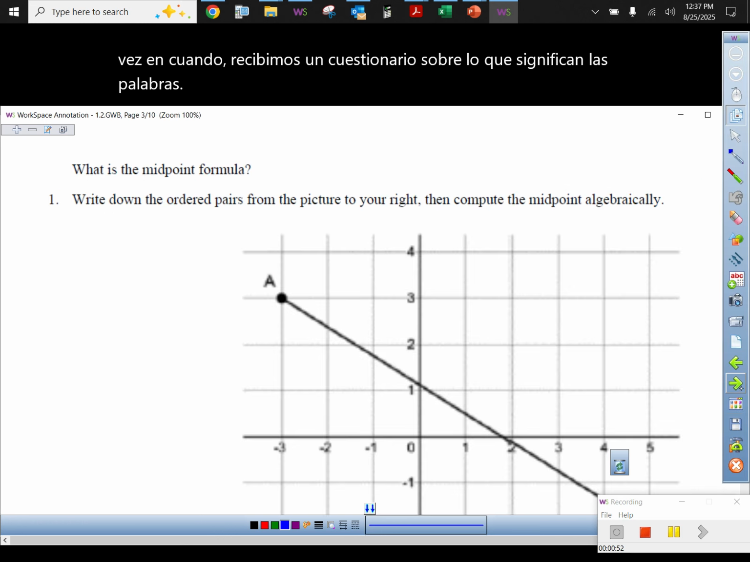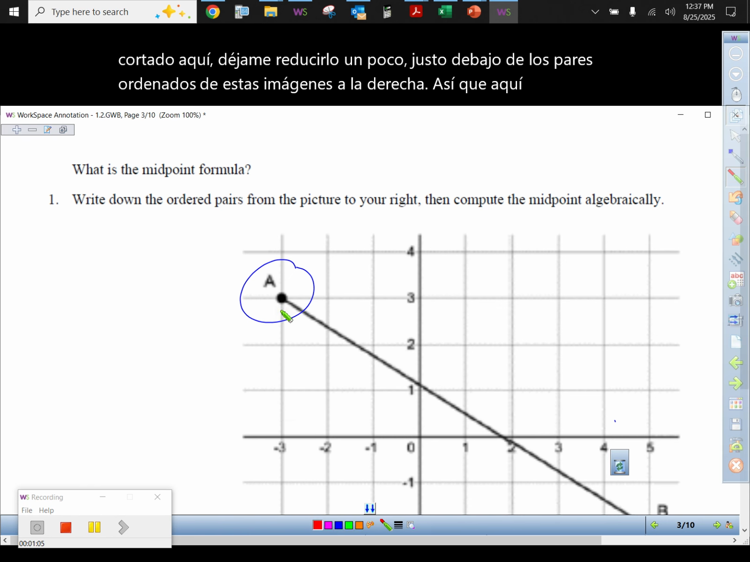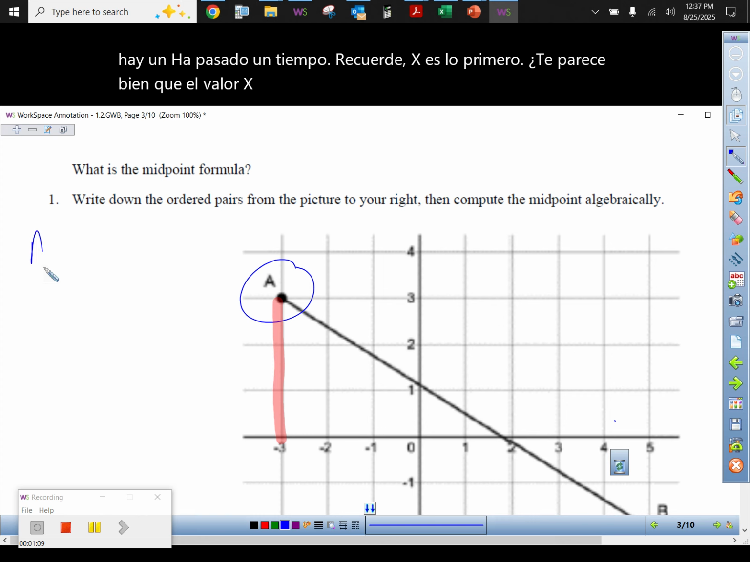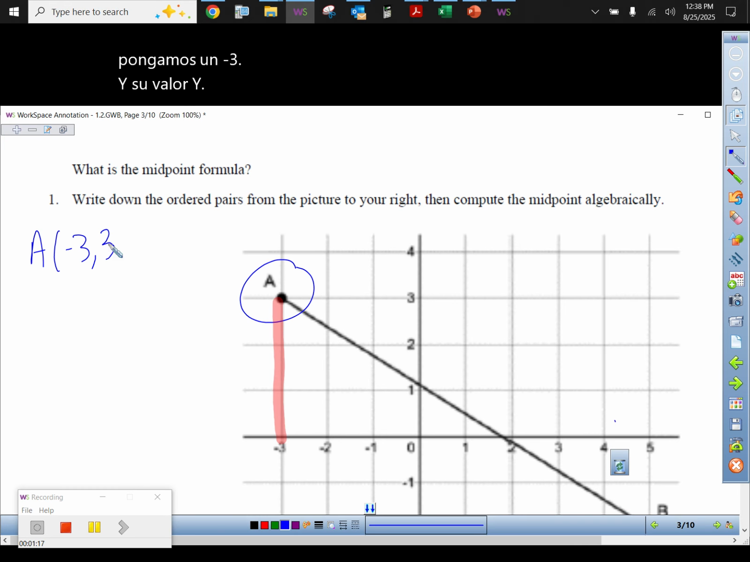But the main thing is, sorry that I have this graph a little too cut off here. Let me shrink it down a little bit. Write down the ordered pairs from these pictures to the right. So here's A. It's been a while. Remember, x comes first. Are you cool that the x value of A is down here at -3? So let's start with a capital A and put a -3. And its y value is at +3. So it is an A at -3, +3.